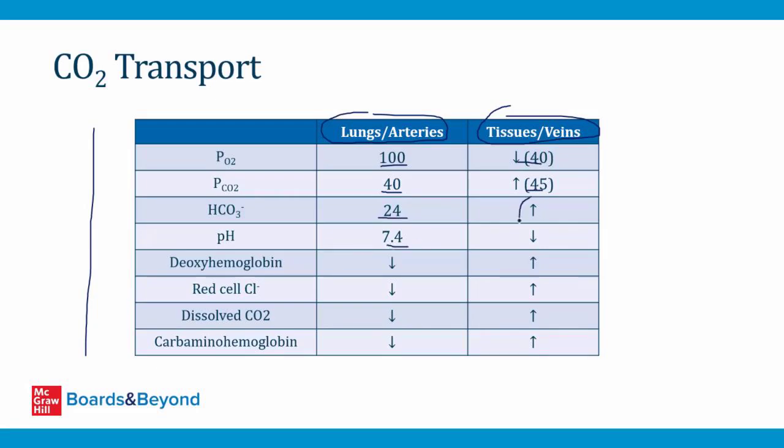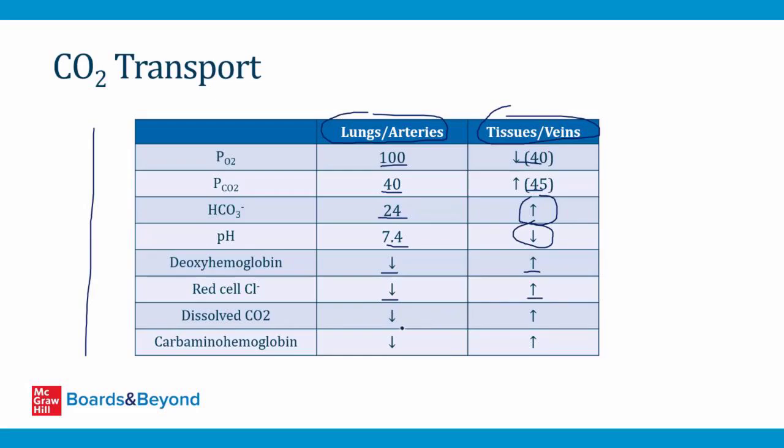The bicarbonate goes up in venous blood and the pH falls, and these are all for reasons we've talked about in the last few slides. You find relatively little deoxyhemoglobin in the arteries, and you find lots of it in the tissues and veins. As we talked about earlier regarding the chloride shift, there's not a lot of chloride inside red cells in the arteries, but there's lots of it in the veins because of the shift.